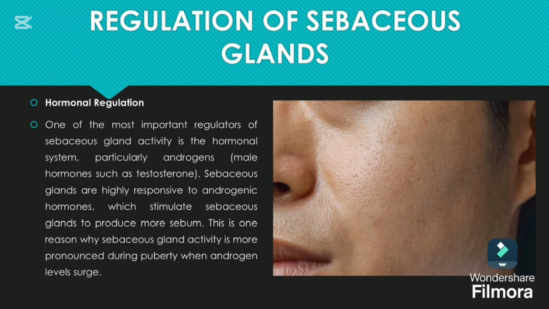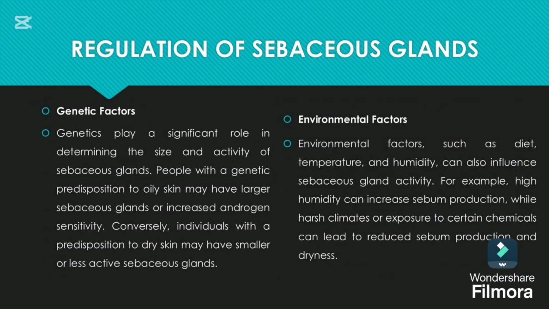Why does this happen? This happens because certain hormones have an effect on the sebaceous gland, and these hormones are called the androgens. Androgens are male hormones. An example of this male hormone is testosterone. So at the stage of puberty, this testosterone has an effect on the sebaceous gland, causing the sebaceous gland to increase in its what? Activity.